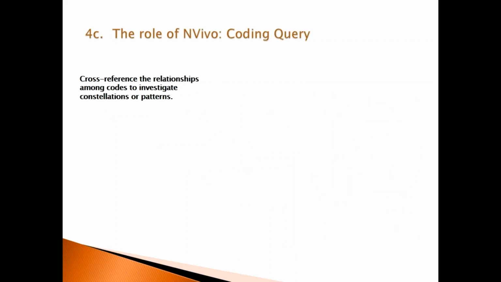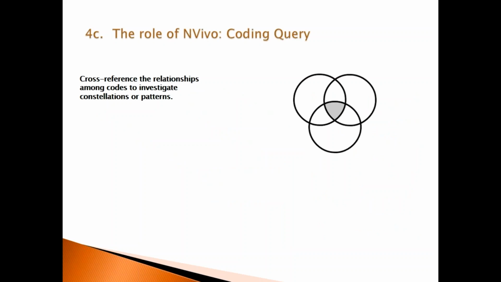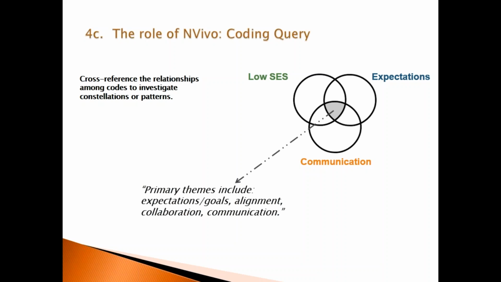So here, then, I move to the next tool, which is a coding query. And in the coding query, here's a Venn diagram where low SES, expectations, and communication intersect at the center. NVivo doesn't have visuals that look like this, but the Venn diagrams you can find in the help files. And the center, where all three of these intersect, if I ran this query, the text that was the bottom part of the prior screen would show up as a result. So that result represents all the data that's coded all three places.